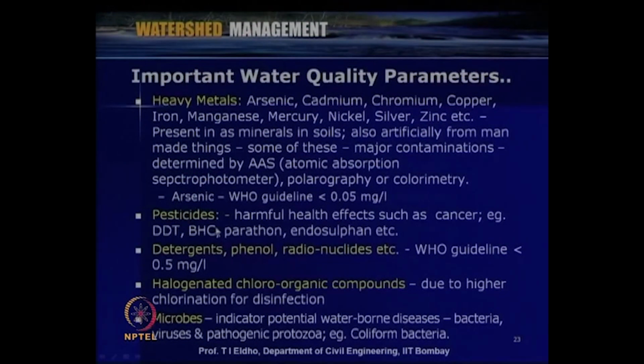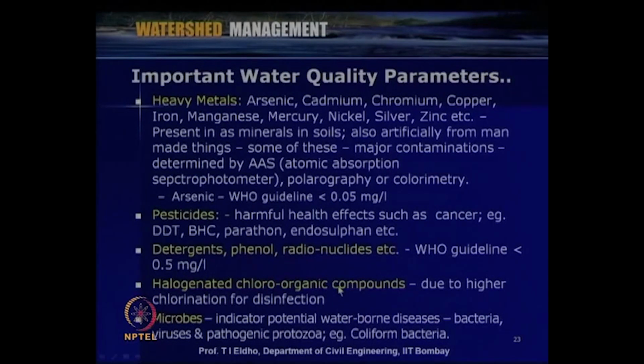Then other parameters like pesticides, which are harmful for health with effects such as cancer, for example the presence of DDT, BHC, parathion or endosulfan. Endosulfan is a major source of pollution in northern Kerala and the Mangalore region. It has created a lot of problems; it is used mainly for cashew nut crops, and it comes into surface water or groundwater sources. Then other parameters like detergents, phenol, radionuclides. World Health Organization guidelines say it should definitely be less than 0.5 milligram per liter.